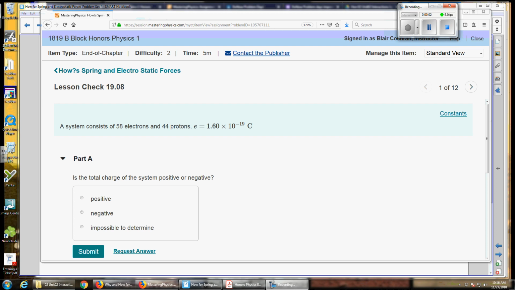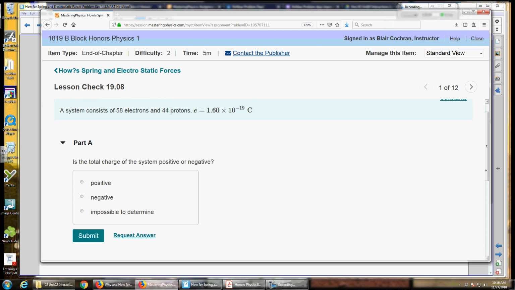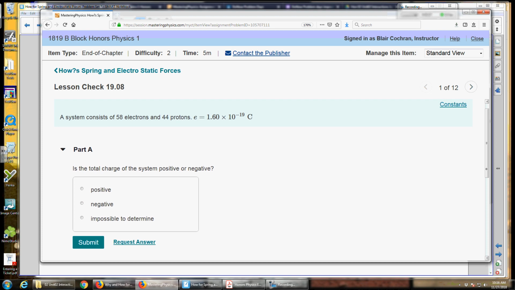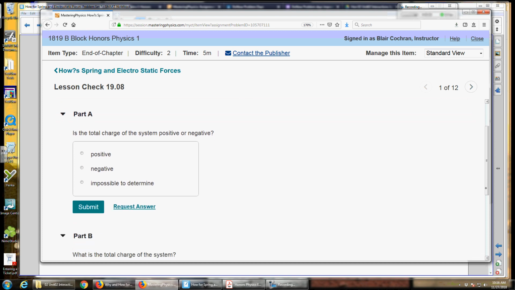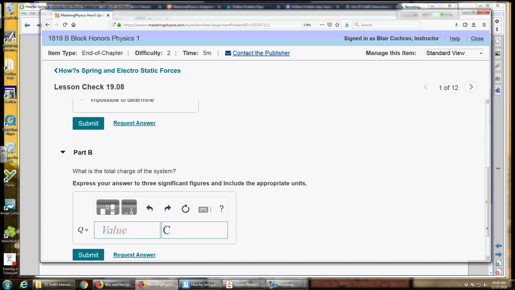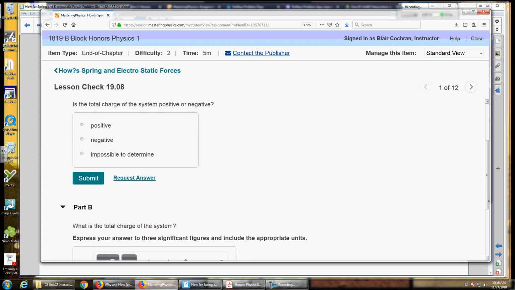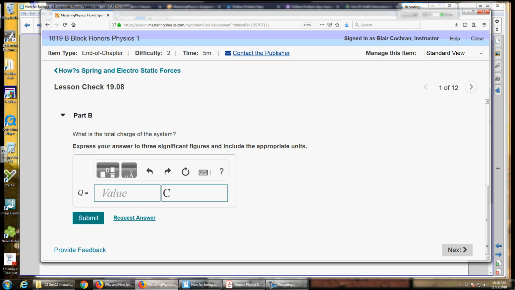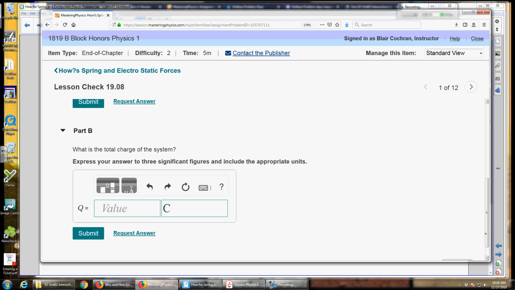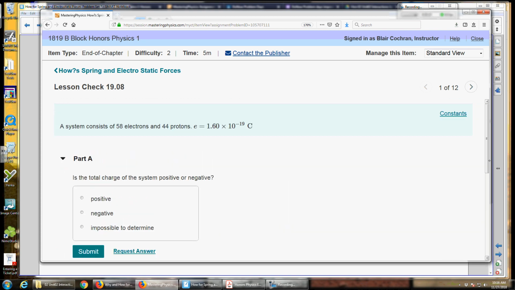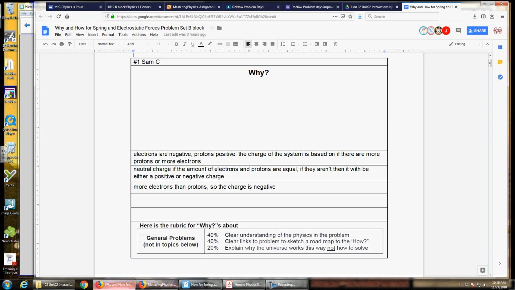Alright, so here we go. Number one. We've got this many electrons, this many protons, and they want to know the total charge. Is the charge positive or negative? And they want to know the total charge of the system. Okay, we did this why for this one yesterday, right? All that really good information there done for us by Sam.